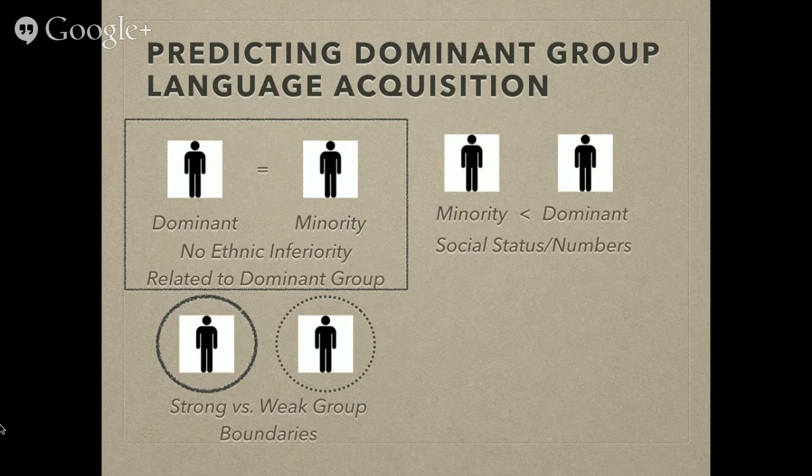Okay, another thing. If the social status of the minority group is lower than the dominant group, the minority group people will probably want to learn the dominant language as fast as possible so that they can get out of that lower social status. They want to be associated with the same social status that the dominant group has. The same goes for numbers. If you have a small number of people in the minority group compared to the dominant group, they probably are going to be more likely to learn the dominant language. Whereas if you have a large number of people in the minority group compared to the dominant group, they're not going to be as likely to do that.